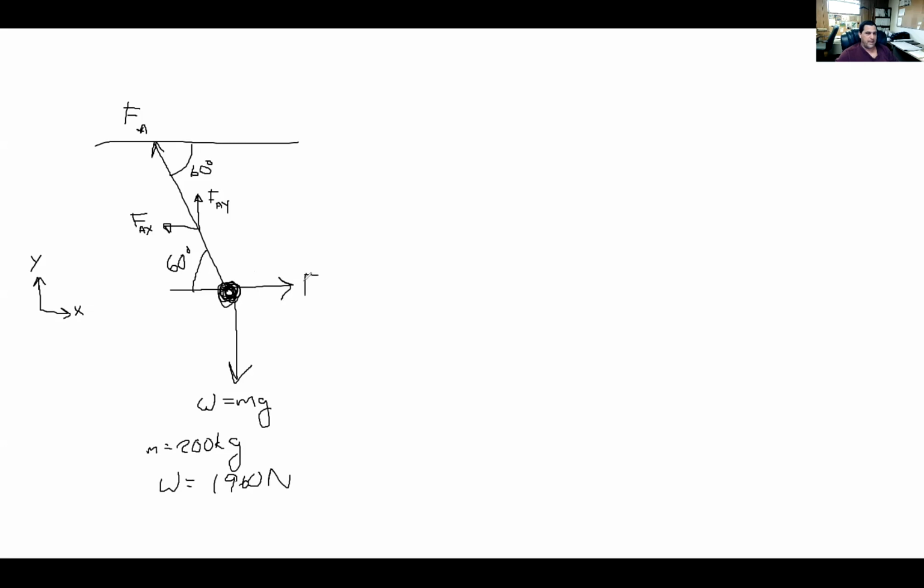But then we also have this FB, but FB is just in the X direction. There is no Y component to it. So it doesn't matter what order you work in. You can sum forces in the X first, or you can sum forces in the Y.